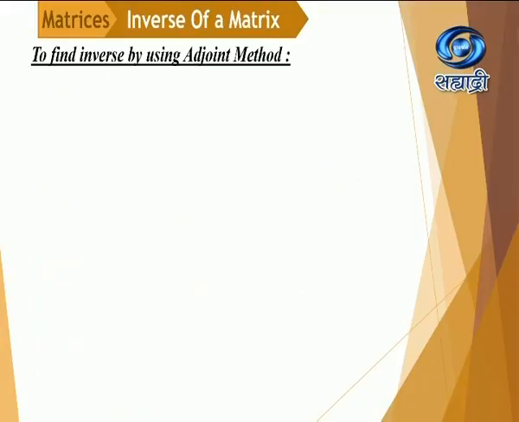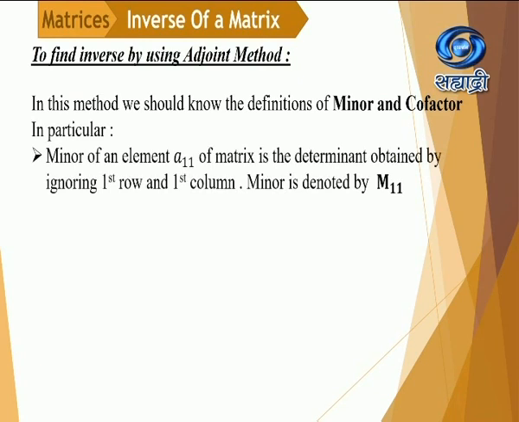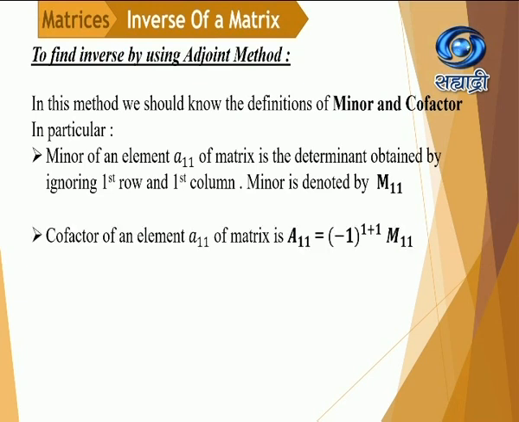To find the inverse by using the adjoint method, let us see how many steps there are. In this method, we should know the definitions of minor and cofactors. In particular, the minor of an element A11 of a matrix is the determinant obtained by ignoring the first row and first column. Minor is denoted by M11. So a minor is related to every element of a matrix. The cofactor of an element A11 of a matrix is capital A11, which is equal to minus 1 raised to 1 plus 1 into M11. So related to every minor there is a cofactor.